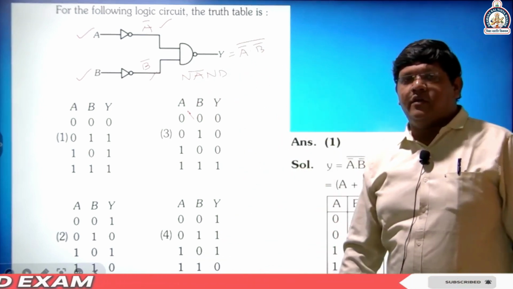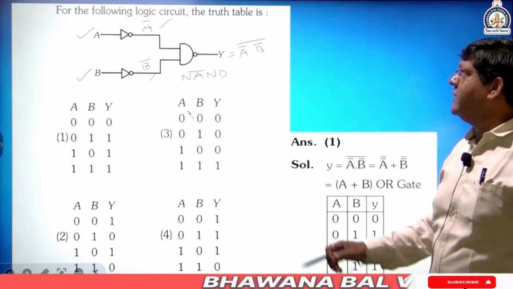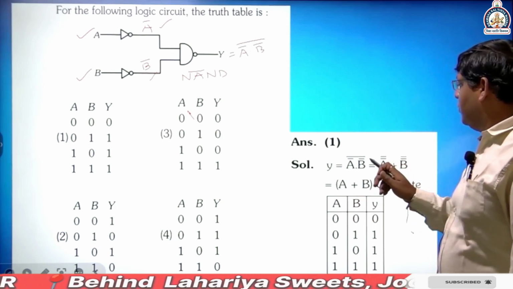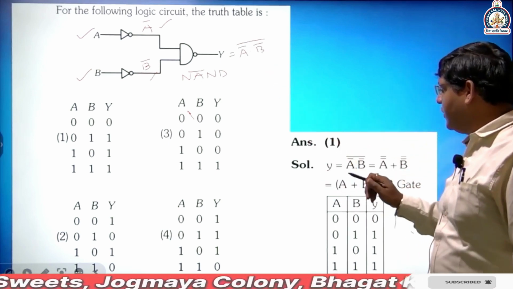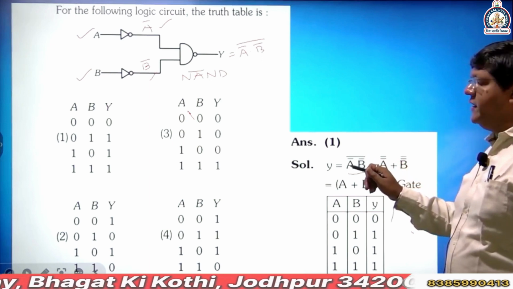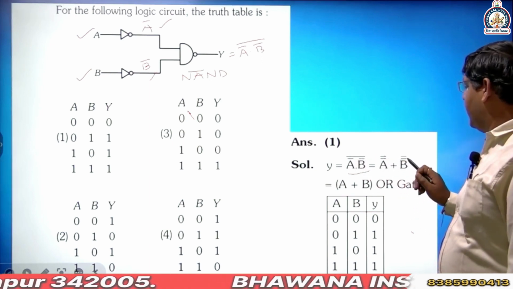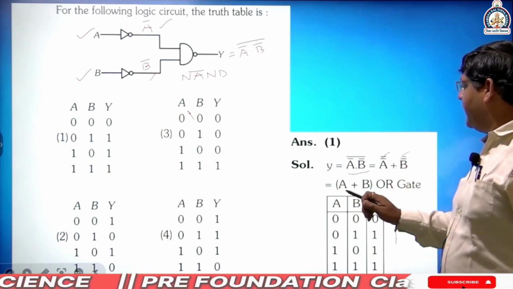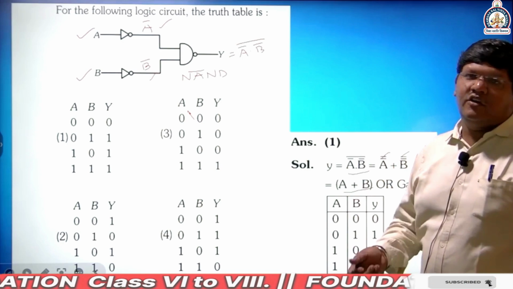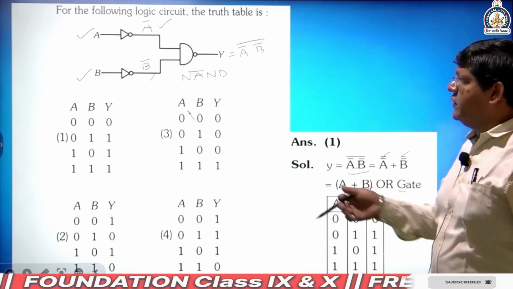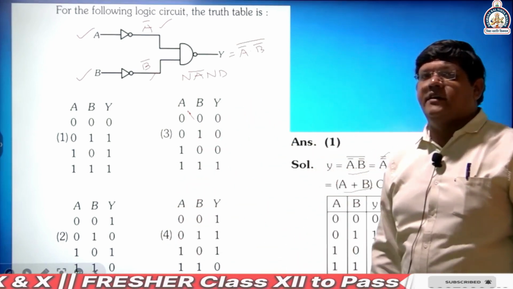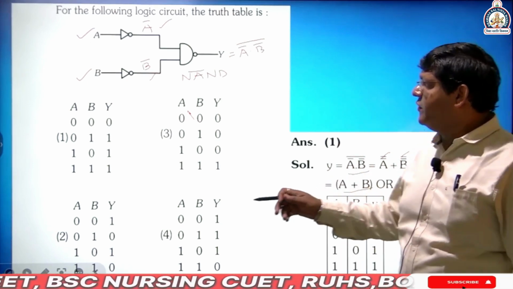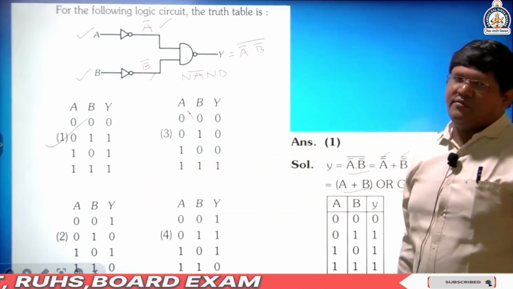Now, according to De Morgan's theorem, we can simplify the expression: the overall bar will be split into both A and B, and the sign changes. So we get A double bar plus B double bar. The double bars cancel out each other, so we get A plus B, and A plus B is the output of which gate? OR gate. So in the options, we have to identify the table which is the replica of the OR gate, and that is option number 1. That is our required answer.